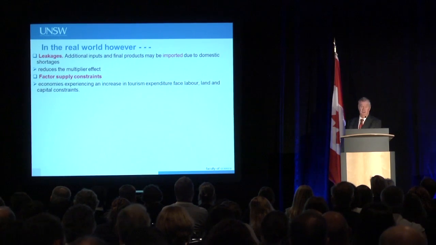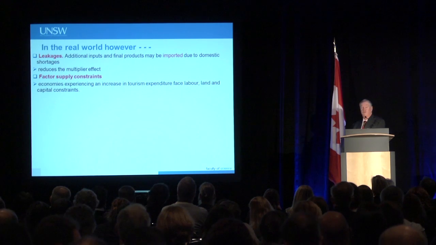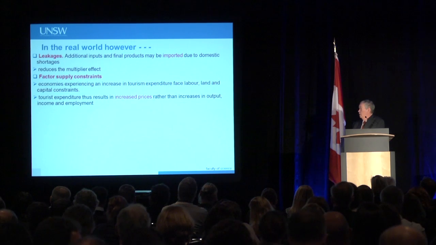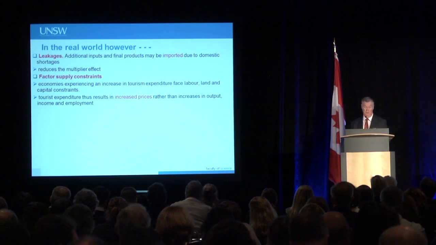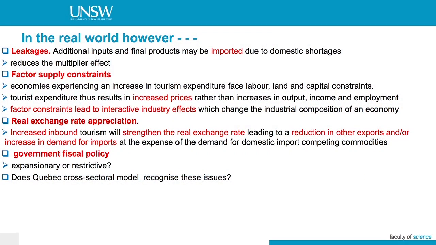However, there are factor constraints. Economies experiencing an increase in tourism expenditure often face labour, land and capital constraints. Tourist expenditure will therefore, in those circumstances, result in increased prices rather than increased output, income or employment. Factor constraints lead to what we call interactive industry effects, which change the industrial composition of an economy. And I'll give you an example of a study that shows that.